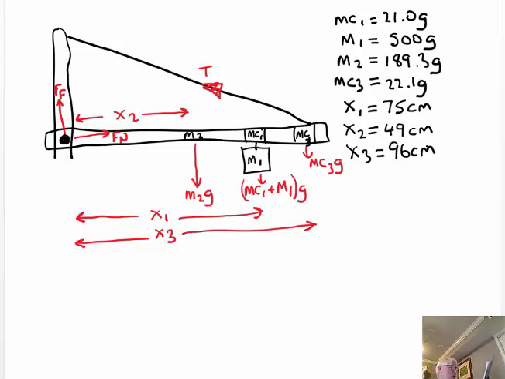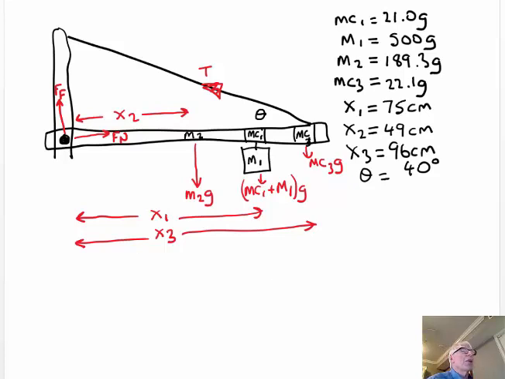And then the angle between these things was 40 degrees. So theta is equal to 40 degrees.